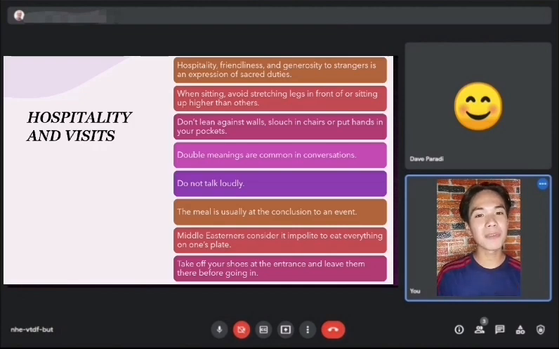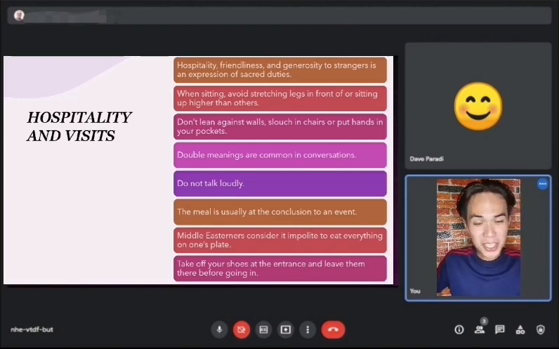So when sitting, avoid stretching legs in front of or sitting higher than others. Don't lean against walls, slouch in chairs, or put hands in your pockets. Double meanings are common in conversations. Do not talk loudly. The meal is usually at the conclusion of an event. Middle Easterners consider it impolite to eat everything on one's plate. So yeah, take off your shoes at the entrance and leave them there before going in.